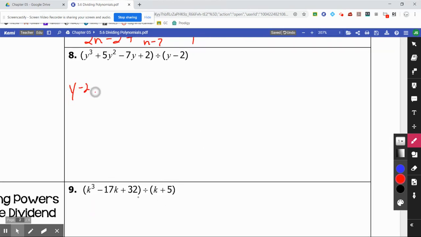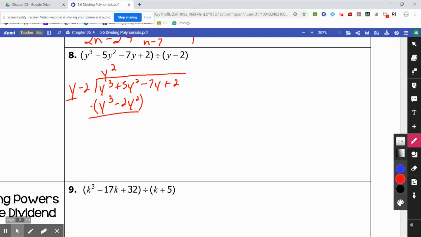y minus 2 into y to the third plus 5y squared. I'll go a little bit faster with this one. y into y to the third goes y squared times. Multiplied by both will be y to the third minus 2y squared. Subtract. Cancels. 5 minus negative 2 would be 5 plus 2, which is 7. Bring down the negative 7y.